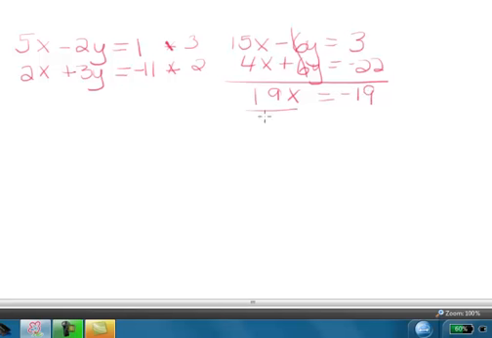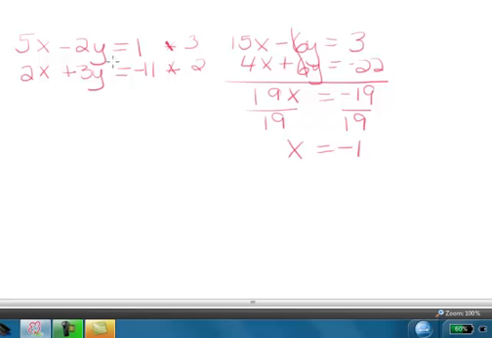Divide by 19, and I get x equals negative 1. Remember, that is only half the solution. I need to substitute the negative 1 into one of these four equations. I now have four options to find the y variable.